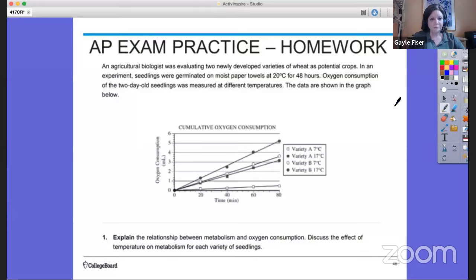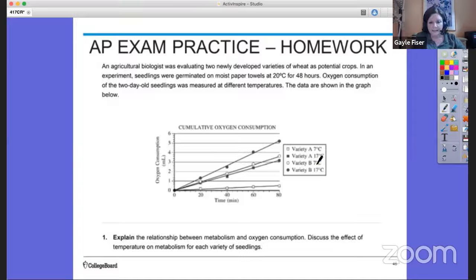An agricultural biologist was evaluating 2 newly developed varieties of wheat as potential crops. In an experiment, seedlings were germinating on moist paper towels at 20 degrees for 48 hours. Oxygen consumption of the 2-day-old seedlings was measured at different temperatures. The data are shown. Okay, so here's your graph.